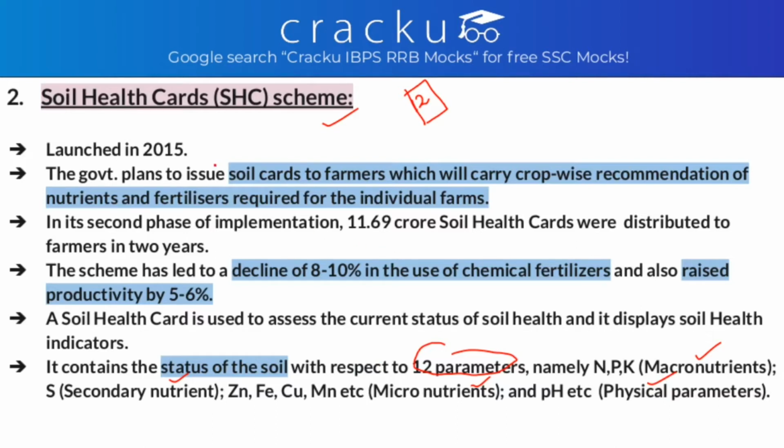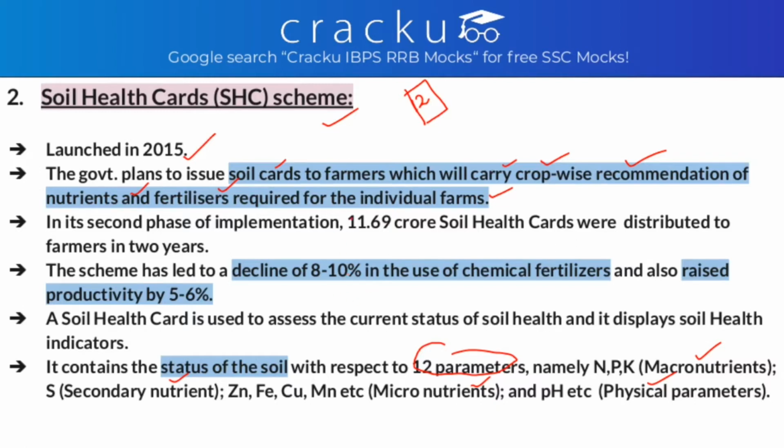This was launched in the year 2015. The government planned to issue soil cards to farmers, which will carry crop-wise recommendations of nutrients and fertilizer required in the individual farm. So what does this do? Was this helpful or not? Let's see, this was obviously helpful. If you know your soil properly, you can use chemical fertilizer properly.